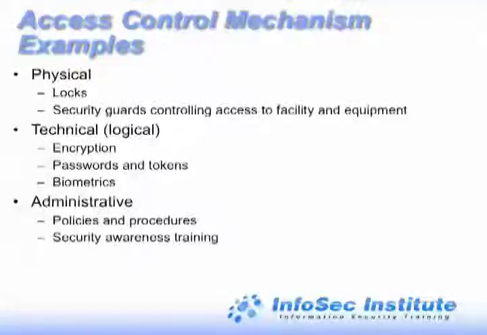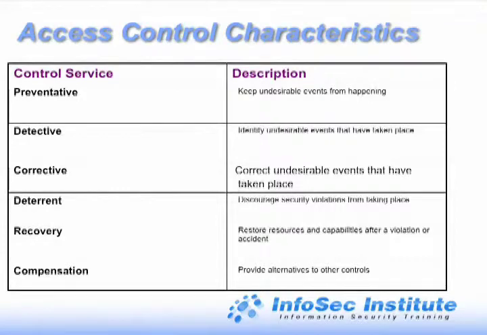Okay, again, technical. It's going to be your encryption, your passwords and tokens, and biometrics. And biometrics is definitely a fun one to play with. Then administrative, policies and security awareness training. Okay, as mentioned before, these are the control services. So you can have preventative, detective, corrective, deterrent, recovery, compensation. Each one of those are basically characteristics of the previous three. So with that being said, any one of these can be physical, technical, or administrative.